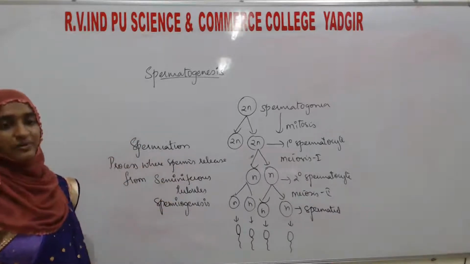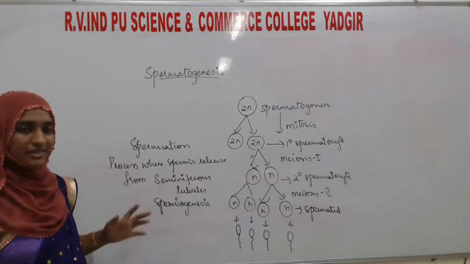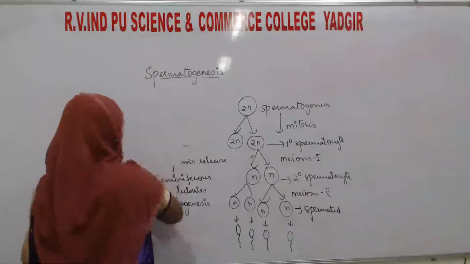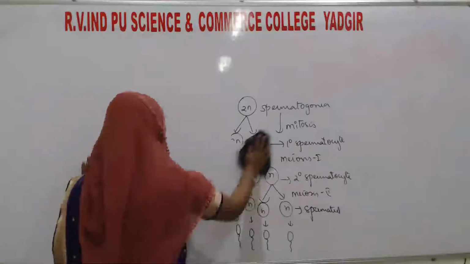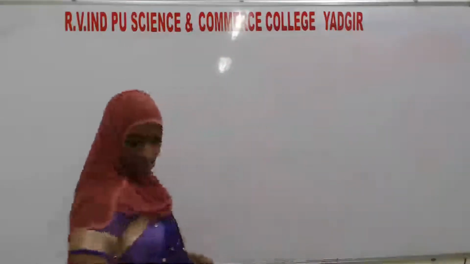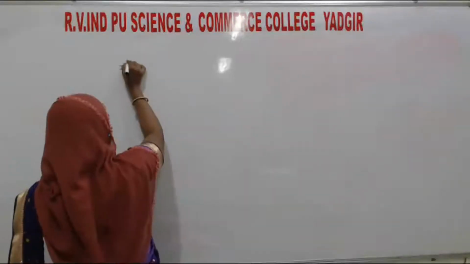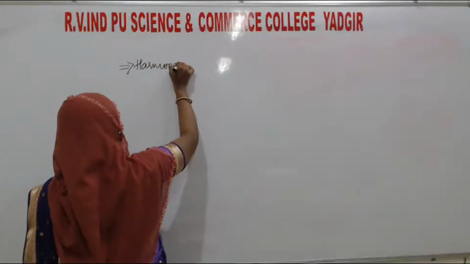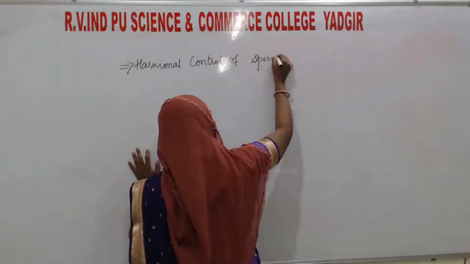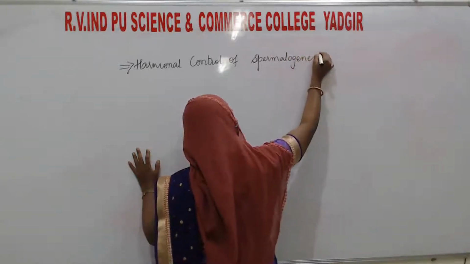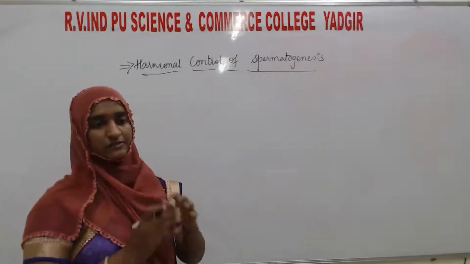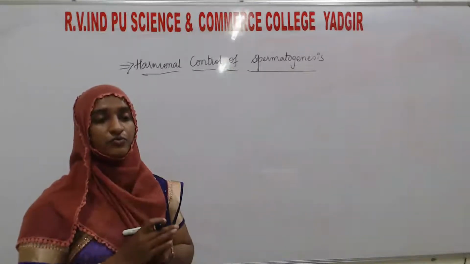So this is about spermatogenesis, what we had studied in the last class. Now next we will see the hormonal control of spermatogenesis. In the hormonal control of spermatogenesis, first of all, spermatogenesis will start at the age of puberty.